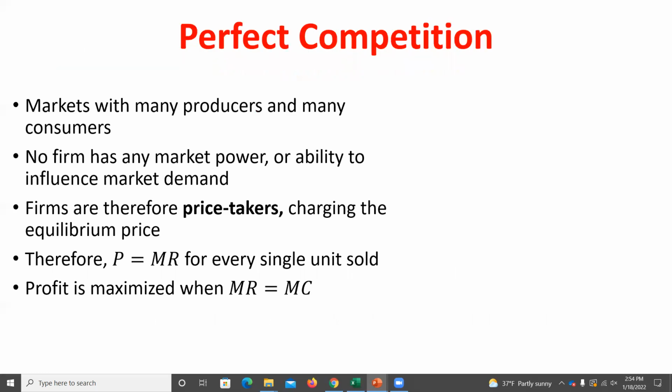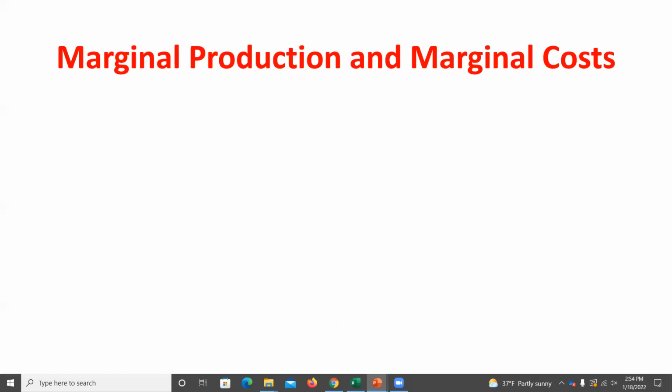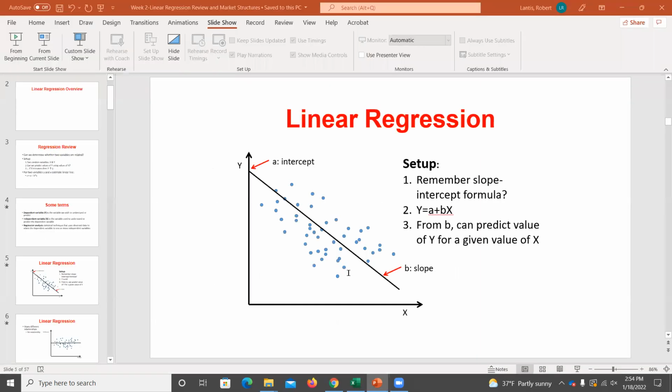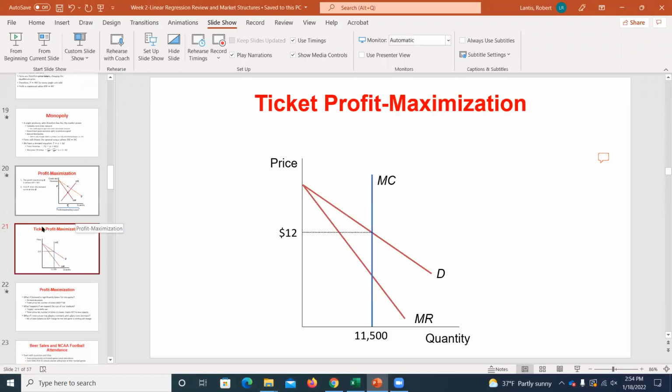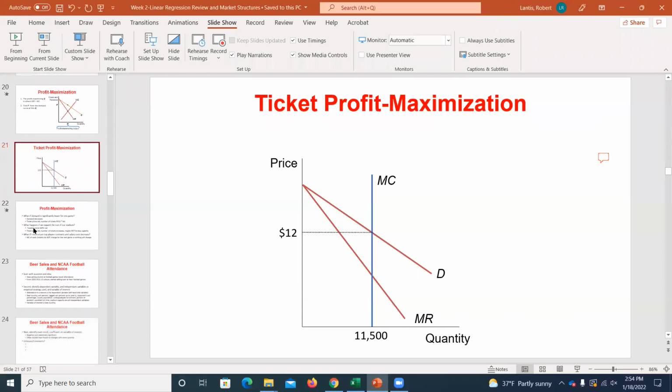We're on time. So let me see where we're at. Okay. I might save this till next class. I might jump around a little bit. We'll come back and think about monopolies and the ticket market next class.